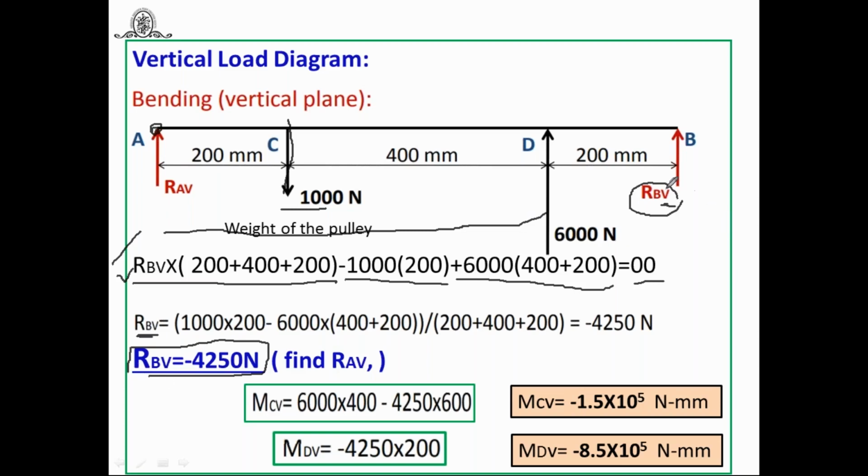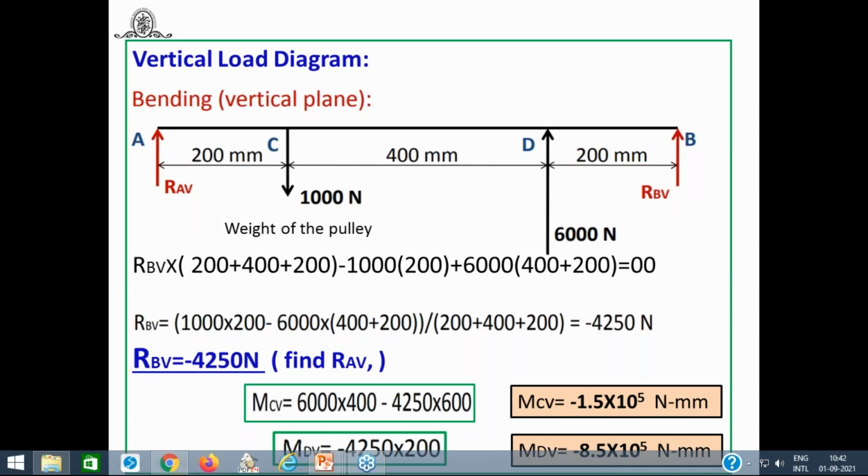And once you have this RBV magnitude, what you have to do? You have to take the summation of the forces. How are you going to find out this RAV? Just RAV plus RBV plus this is equal to this. You can solve, putting in the value of RBV, you will get RAV. Remember these things. You know very well, in SOM you might have done this.